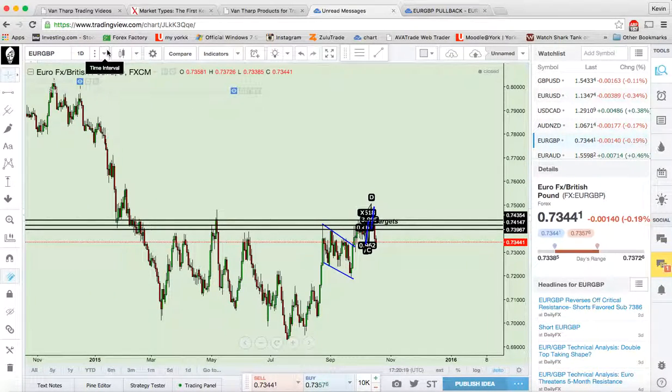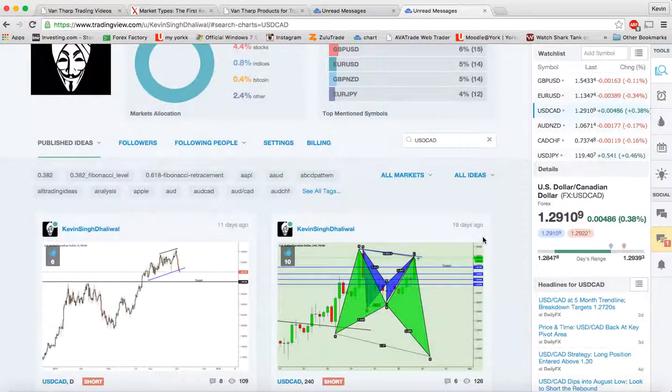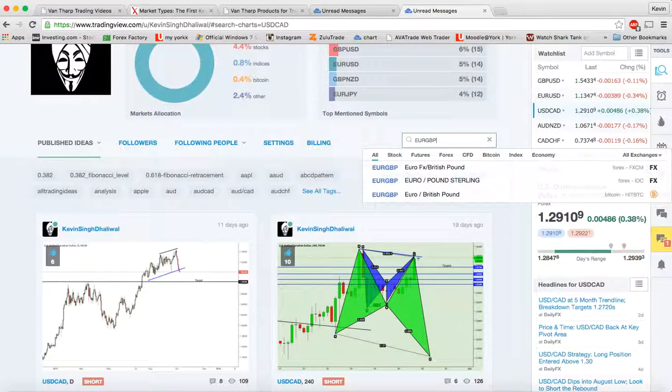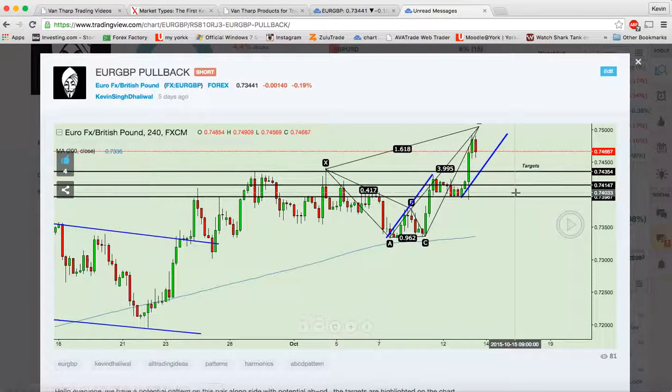Euro GBP, I also posted this trade last week, or a few days ago, I believe. Let me show you guys. Euro GBP. Yep, right here. So 5 days ago, yep.